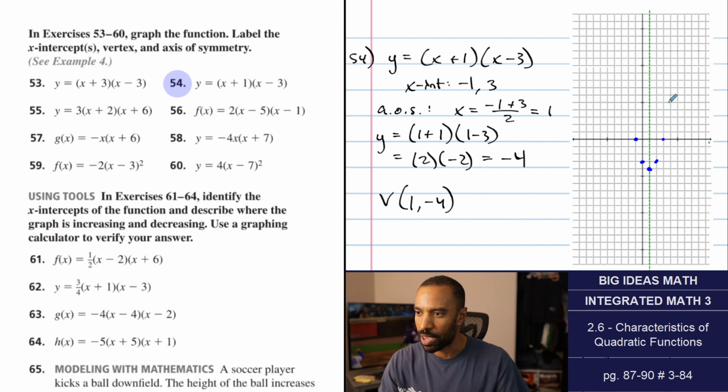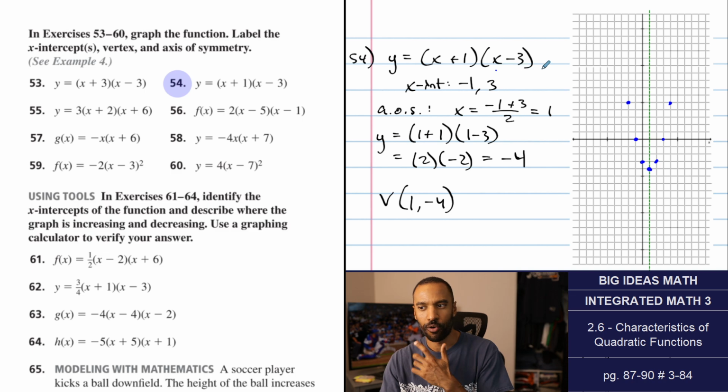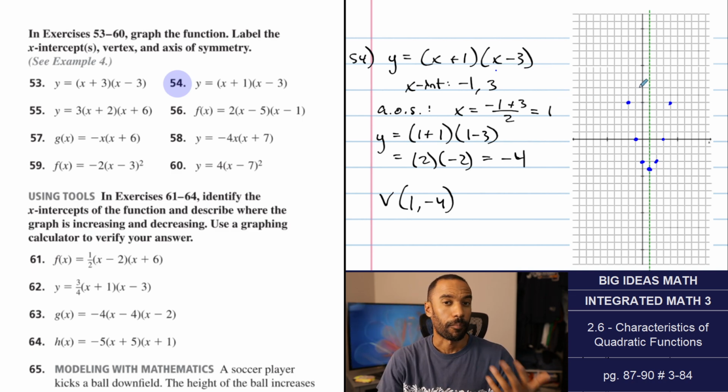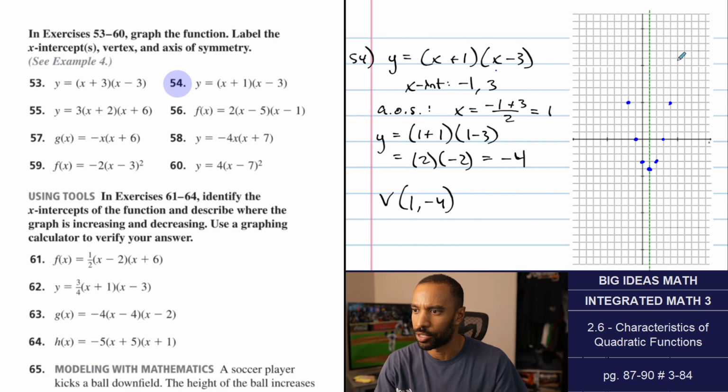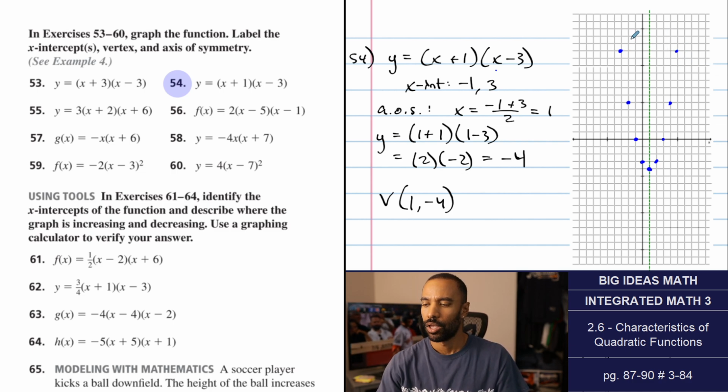Now we're doing things based off of intercept form. Could we expand it to standard form and reveal the y-intercept and stuff like that? Sure, but I don't think I'm going to. I don't think the book intends on having us do that, so let's not. 16 up from negative 4 is 12. There we go. Oh, what's 25? Oh, 21. I can't fit that. Okay. So there's that.